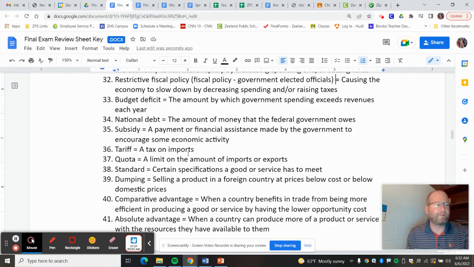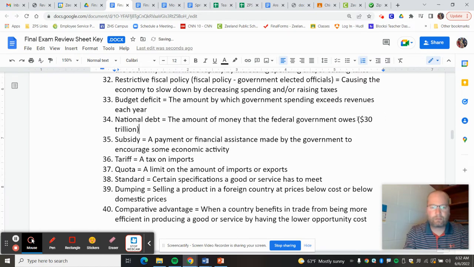Our federal government has done that over and over again, to the tune of now about $30 trillion. We are in debt, which moves us down to the next vocab word there, national debt. The amount of money that the federal government owes. And right now, not that we need to necessarily know this, but I'll put it in there. Trillion. It's a lot of money.